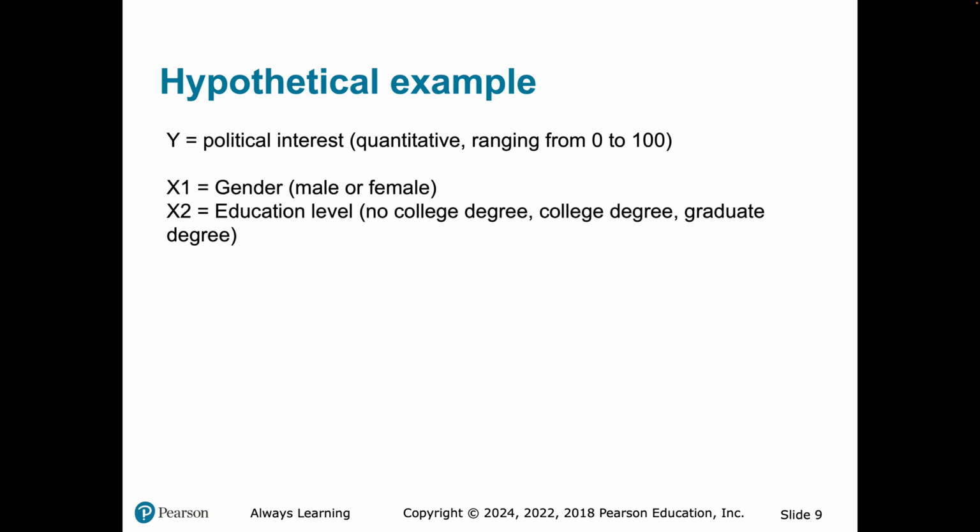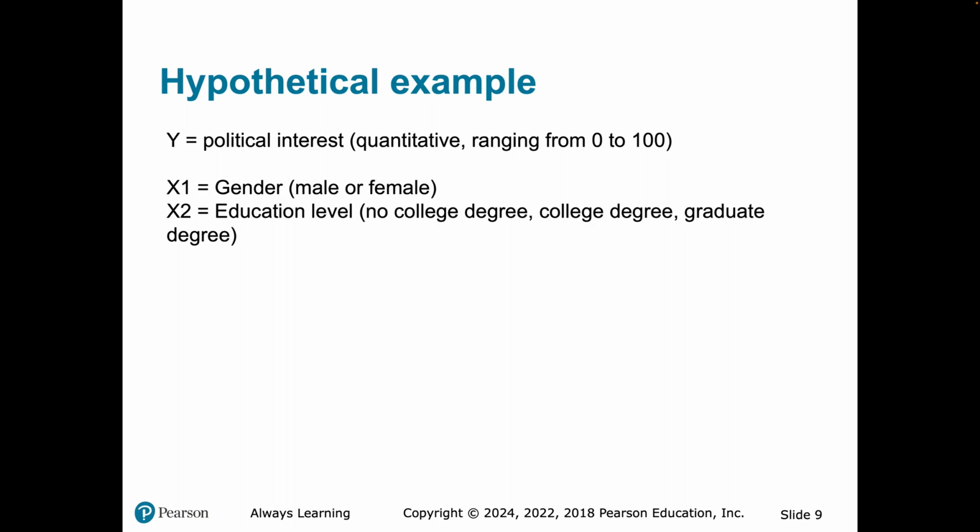Hypothetical example. Let's say Y measures some sort of political interest, and let's say we took this poll or collected this data in a large city. So we have some political interest. It's quantitative. It ranges from 0 to 100. 0 is absolutely no interest in politics. 100 is where you just lose your mind over an interest level in politics.